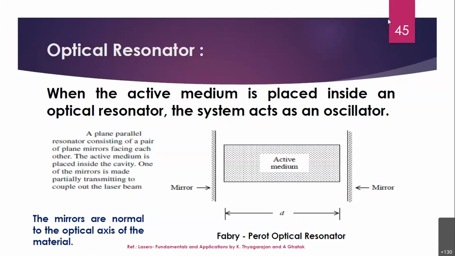You must know the properties of the mirrors: one of the mirrors is 100% reflective, theoretically, and the other mirror is around 90 to 95% reflecting. Why do we keep such a difference? Because from one side the laser beam can be taken out from the system. That's why we keep the difference between these two. But one side has to be completely reflective, 100% theoretically.